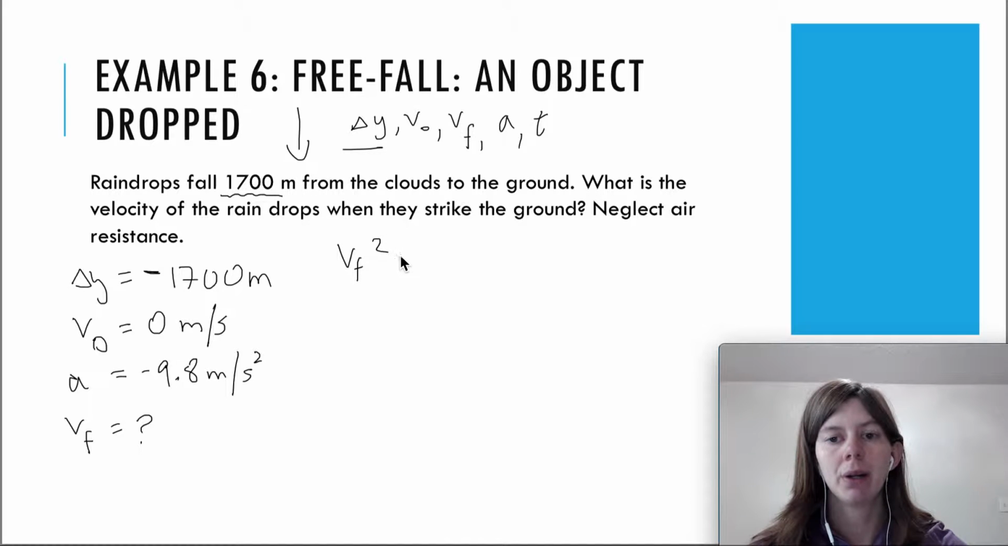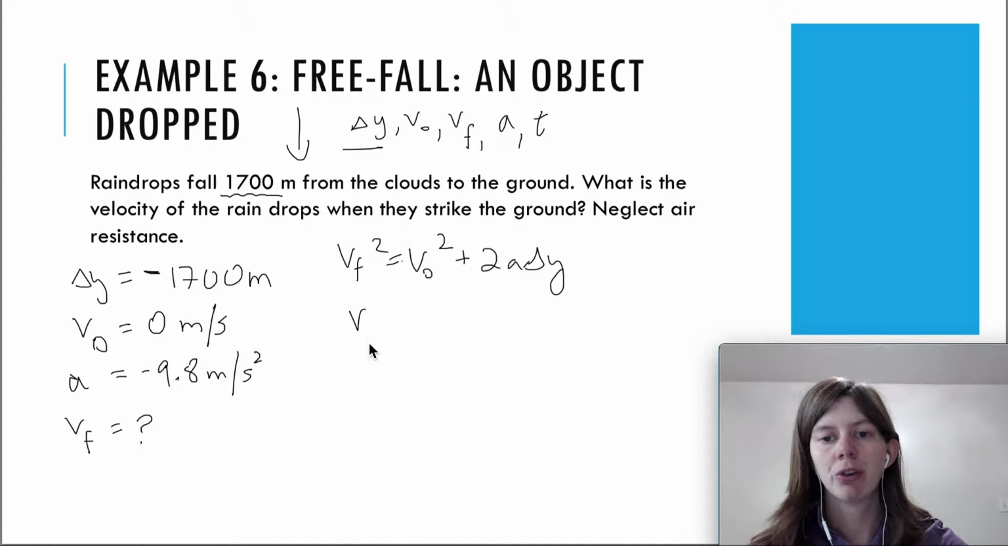V final squared is v initial squared plus 2a delta y. And then the next step is to solve for the unknown. We're looking for the final velocity. So we're just going to take the square root of each side.